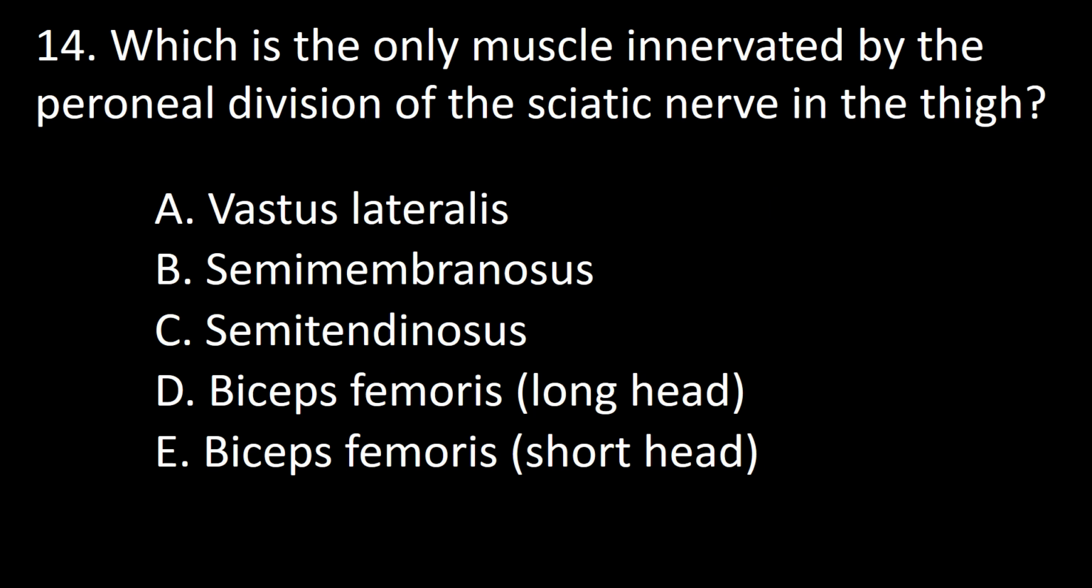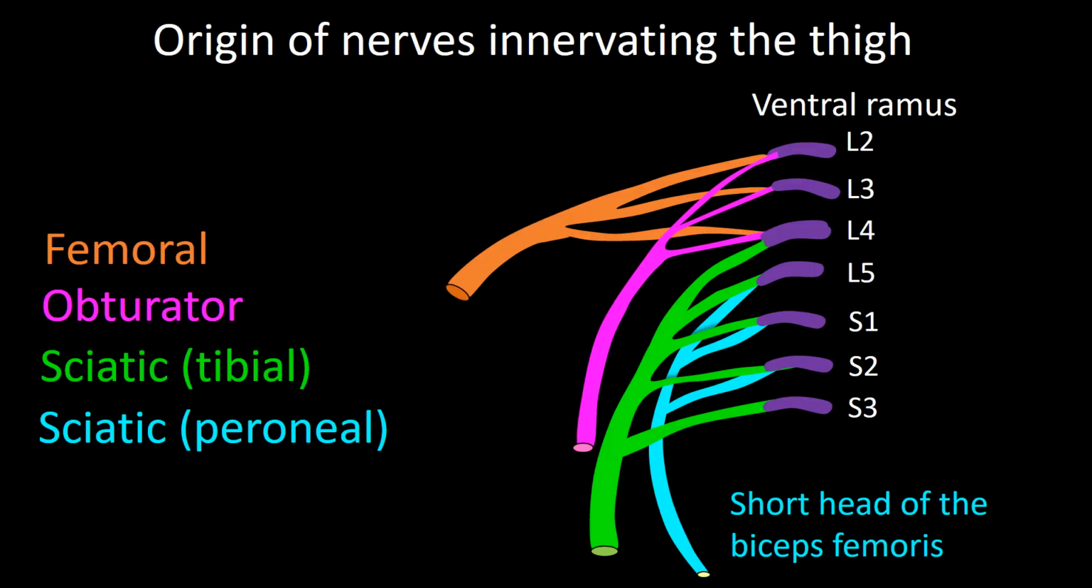Next question. Which is the only muscle innervated by the peroneal division of the sciatic nerve in the thigh? A. Vastus lateralis, B. Semimembranosus, C. Semitendinosus, D. Biceps femoris, long head, E. Biceps femoris, short head. In this frame, you can see the nerves that innervate the muscles of the thigh.